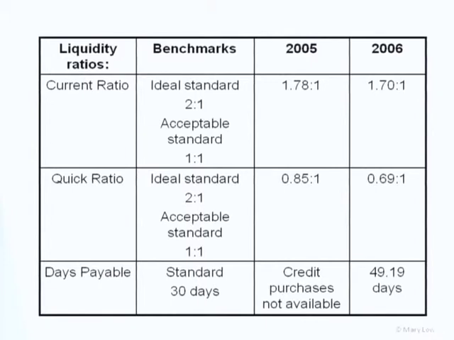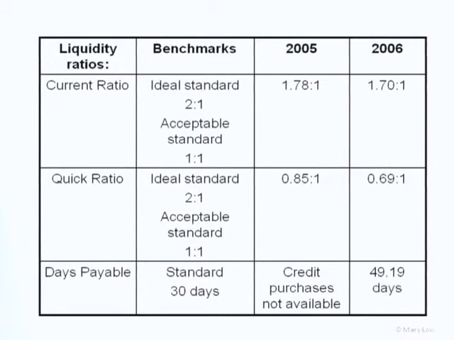This one is liquidity ratio, right? We have current ratio, current asset divided by current liability. Higher means more liquid. 1.78 is more liquid than 1.7, and is more liquid compared to the acceptable standard of 1.1. Quick ratio, current asset subtract inventory, divided by current liability, right? So you are less liquid from 05 to 06 and overall less liquid compared to the acceptable standard. So the problem is you have a lot of inventory.